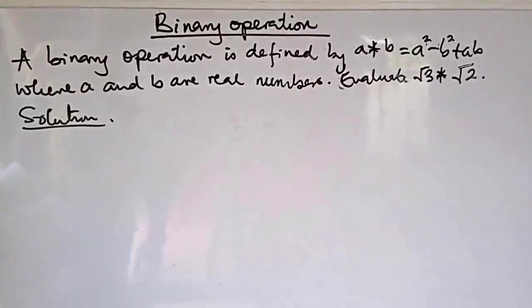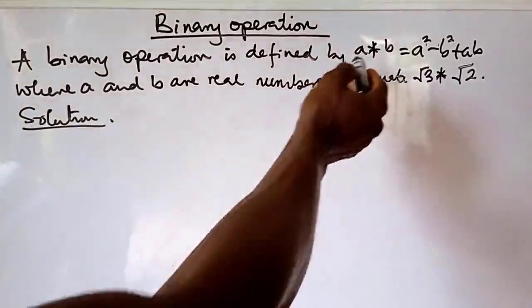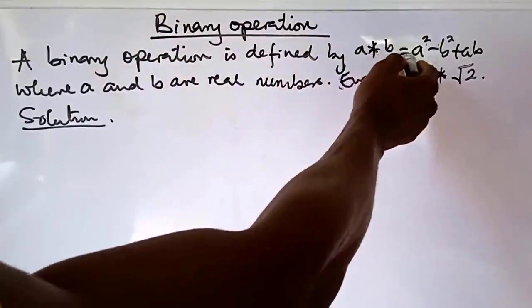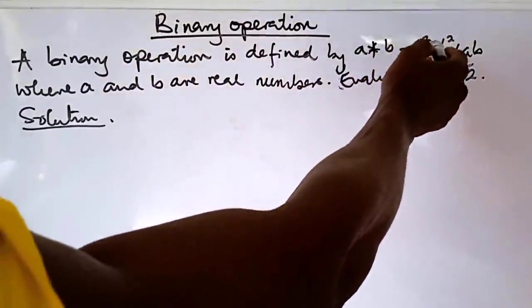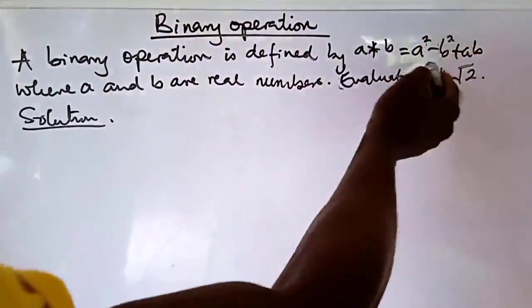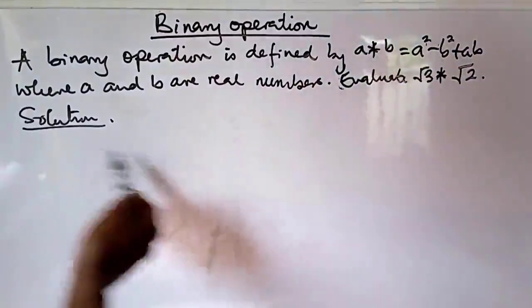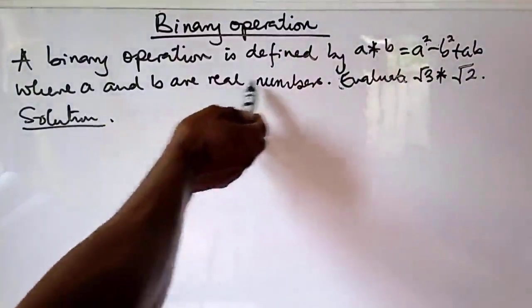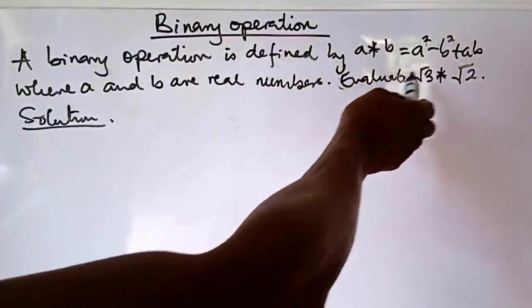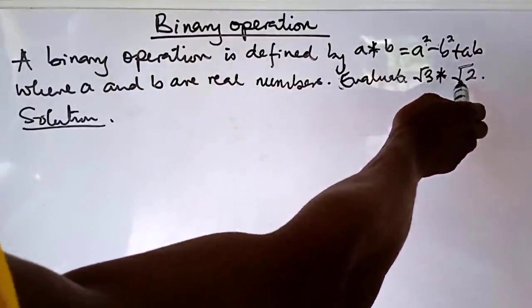Now from this example, we can see that the binary operation is defined by a operation b equals a raised to power 2 minus b raised to power 2 plus ab. Take note that this is the rule for this operation, where a and b are real numbers. Now evaluate the root of 3 operation the root of 2.